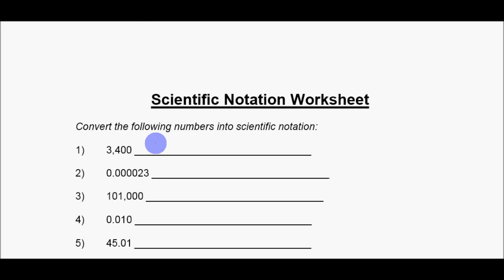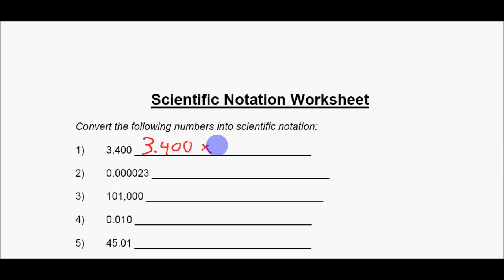Okay, when we're working with scientific notation, the goal is to get the decimal after the first non-zero number starting from the left. So as we can see in number 1, we have the number 3,400. Looking from the left, the first non-zero number we get to is a 3. So our decimal goes after that first non-zero number, and then we complete the rest of the number, 400.